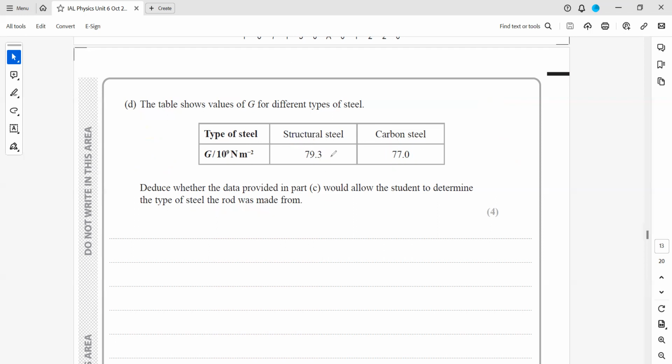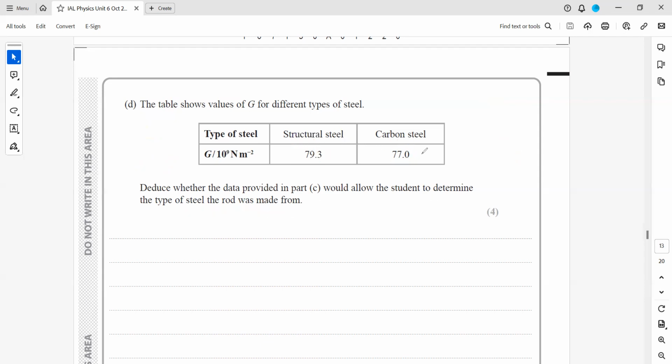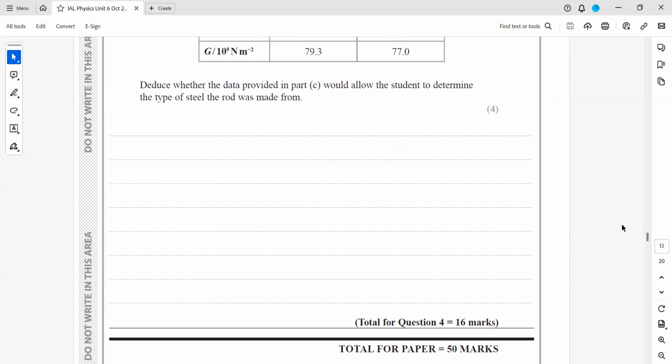But what if the limit was, for example, 78 for the higher limit, and then 76? Then we can determine, because only one type of steel falls in that range. But now, two different types of steel exist, and our result shows that it can lie anywhere between them, from 81 to 75. So it might be carbon steel or structural steel. So we cannot determine which type of steel this rod is made of. Is it clear? That was the last question.